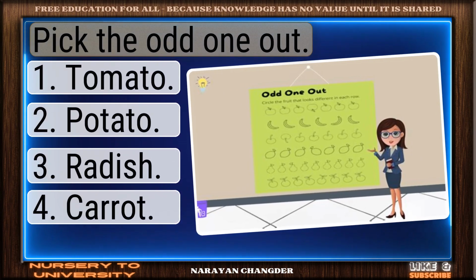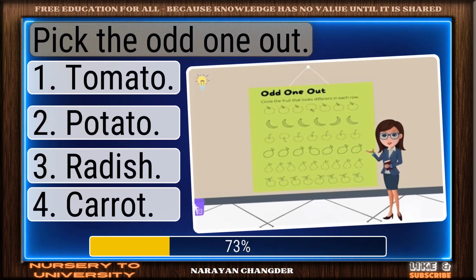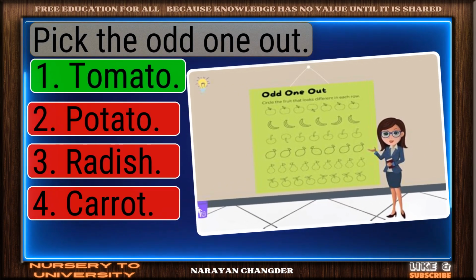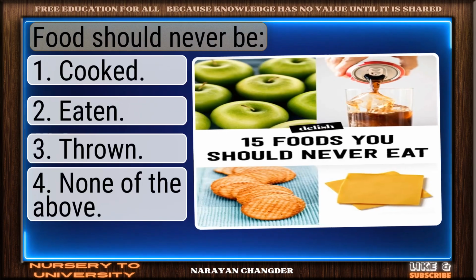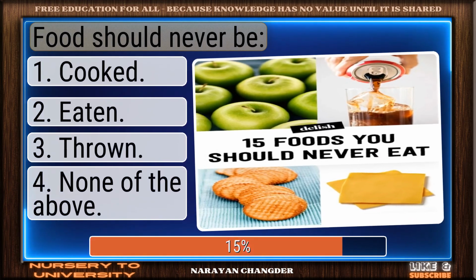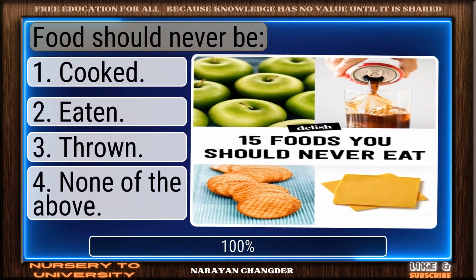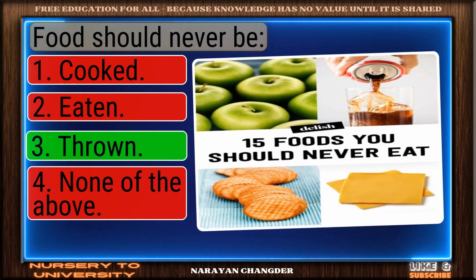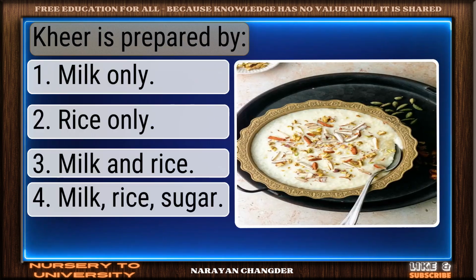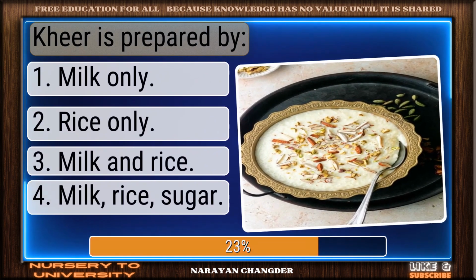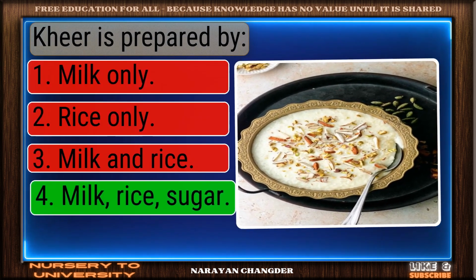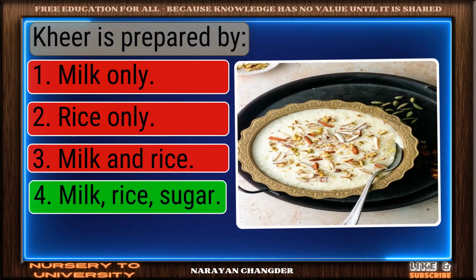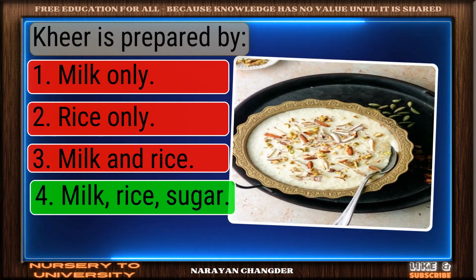Pick the odd one out. Solid response. Tomato is a valid choice. Food should never be. Excellent choice. Thrown is the right answer. Kheer is prepared by. Good job. Your answer milk, rice, sugar works well here.